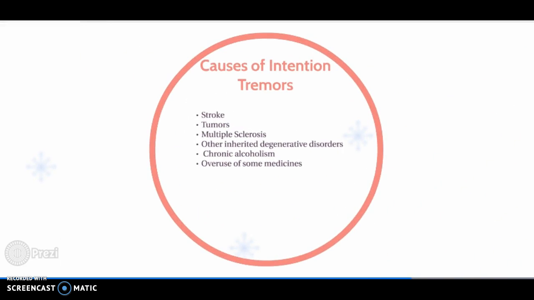Intention tremors are caused by lesions or damage to the cerebellum resulting from strokes, tumors, multiple sclerosis, and other inherited degenerative disorders. In addition, it can also be caused by chronic alcoholism and overuse of some medicines.